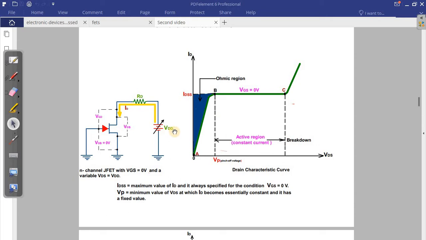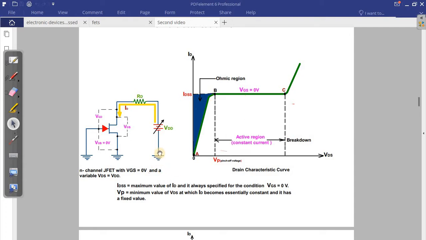And then when we keep increasing the voltage, what will happen? The drain current, which we represent here using this green line, ID, will increase. By continuing to increase VDD, the drain current will increase until we reach point B. At point B, the depletion region gets into what we call the active region. At point B, this time we get into the active region.